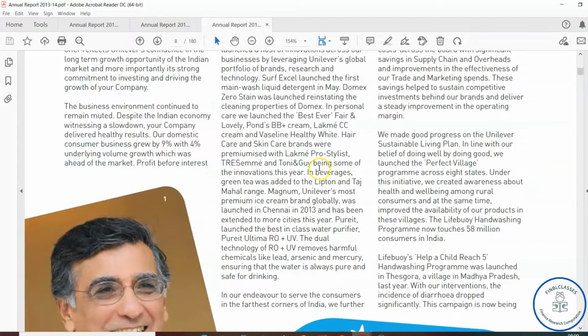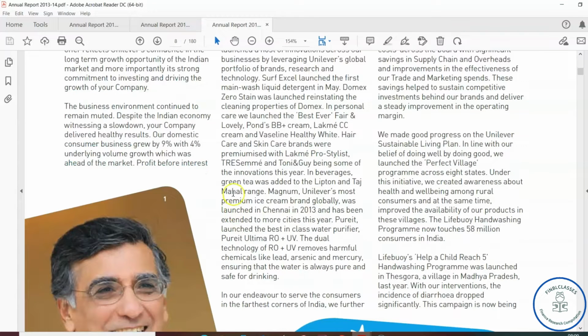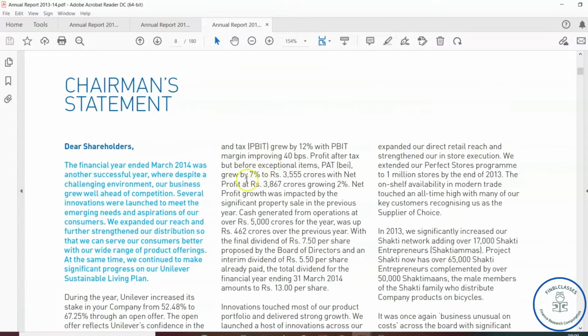Next, coming to the chairman's statement, this is also very important. Here he will be discussing the performance of the company. It says that the financial year ended 2014 was another successful year where, despite a challenging environment, our business grew well ahead of competition. Several innovations were launched to meet the emerging needs and aspirations of consumers.